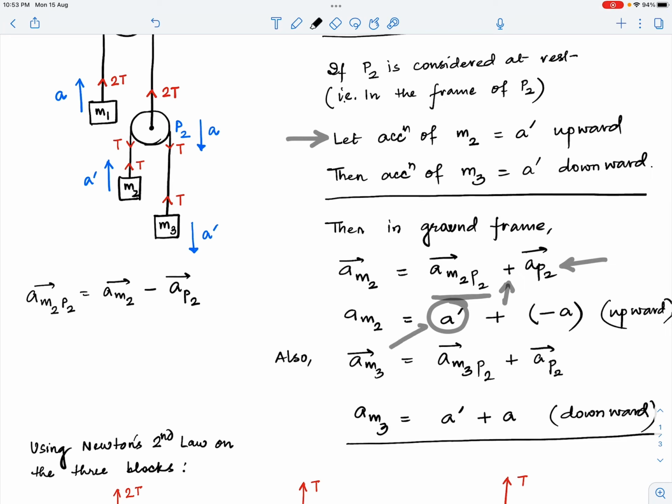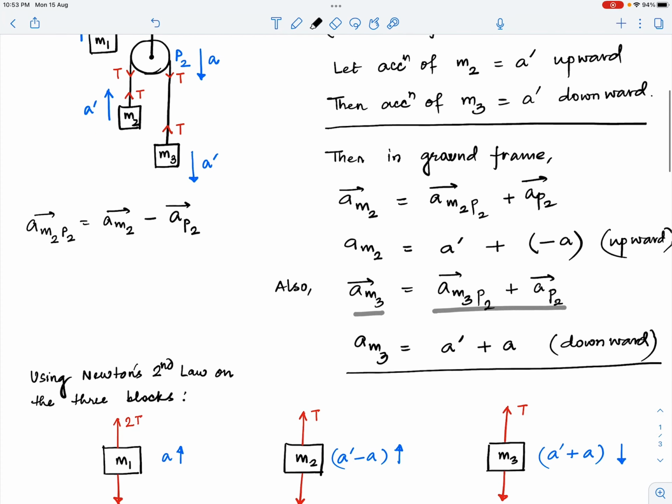So if we have taken a dash in the upward direction, this A, the acceleration of pulley P2, since it is in the downward direction, we have to take it with a minus sign. So here you need to be a little careful while putting the signs. Now the next thing, similarly we can find out the acceleration of M3 by writing a similar equation. Acceleration of M3 will be acceleration of M3 with respect to P2 plus the acceleration of P2, and substituting the values along with the sign.